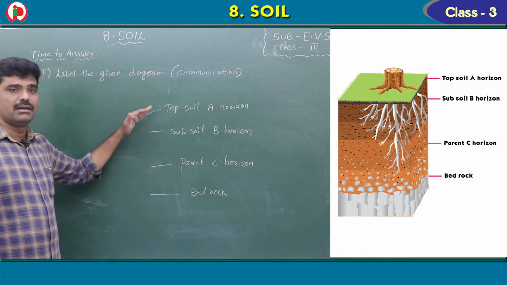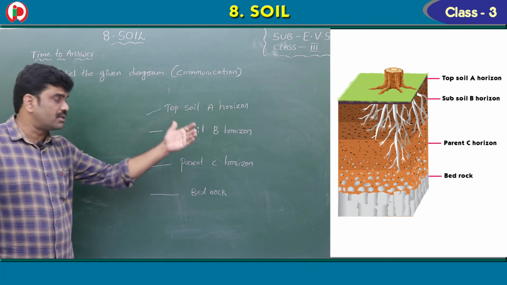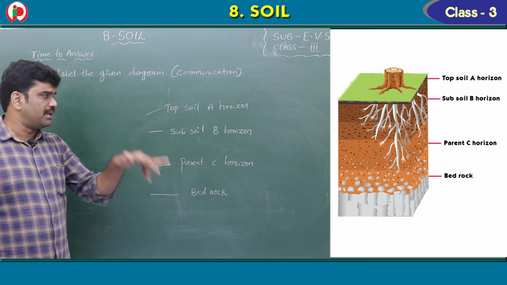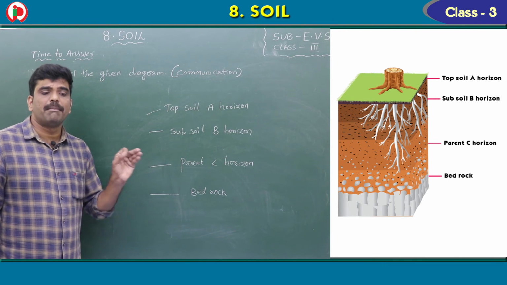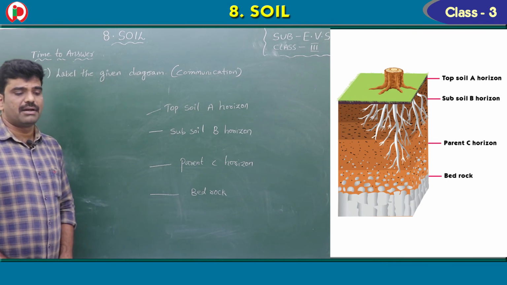Once again I repeat. First one is topsoil A horizon. Second one is subsoil B horizon. Third one is parent C horizon. Last one is bedrock.